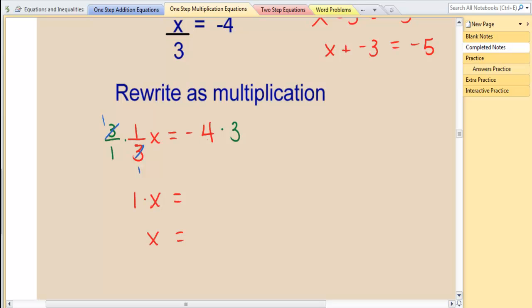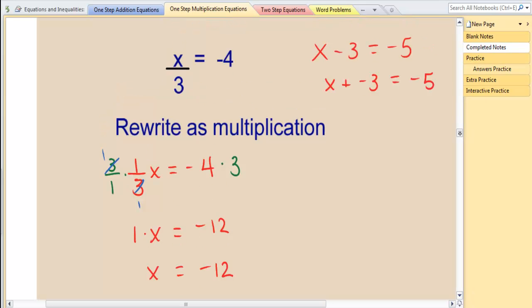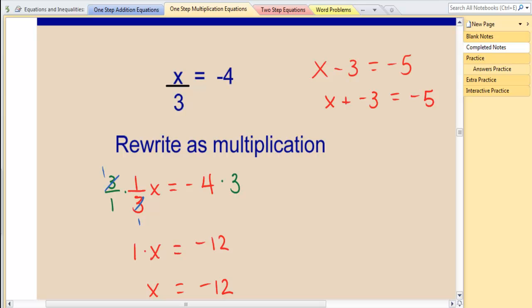And then negative 4 times 3 is negative 12. So x equals negative 12. And we can check this like any equation. If we go back to the original equation before we changed anything and substitute negative 12 in the place of x, negative 12 divided by 3 does indeed equal negative 4.